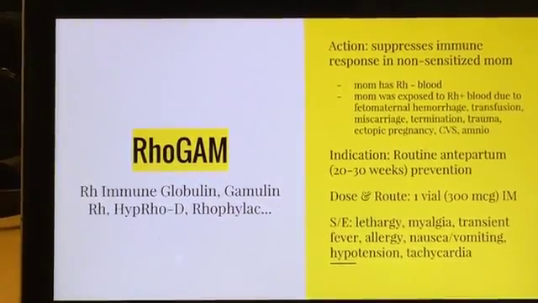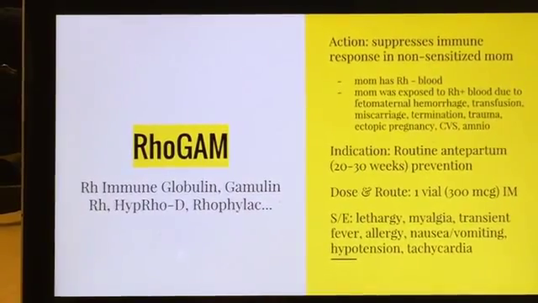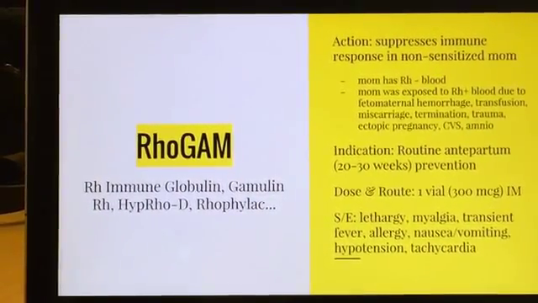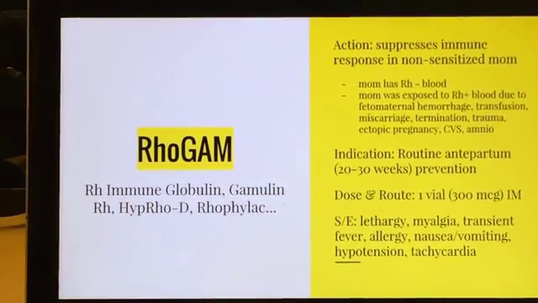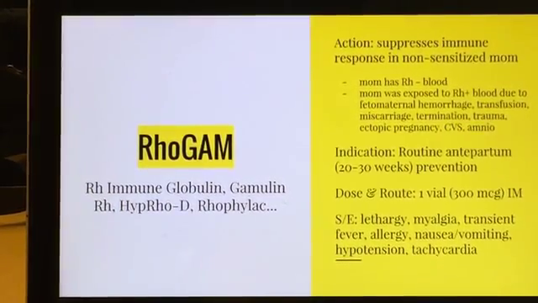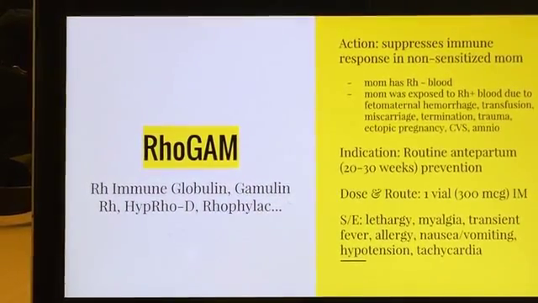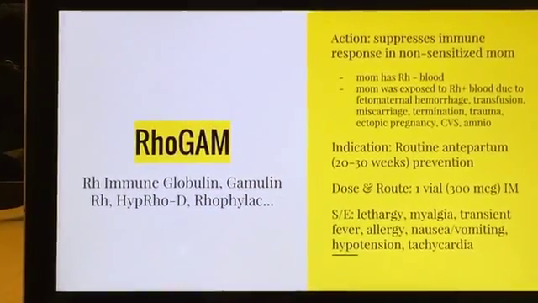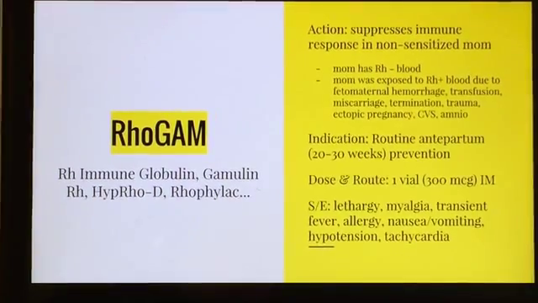blood type. So the indication, again, is routine antepartum, usually the 28th week. This is the ROGAM preventative measure. The dose is intramuscular, and side effects are pretty uncommon. It's a fairly benign medication in terms of that. There may be an allergy or possible lethargy, which are the most common, but allergy is pretty rare.